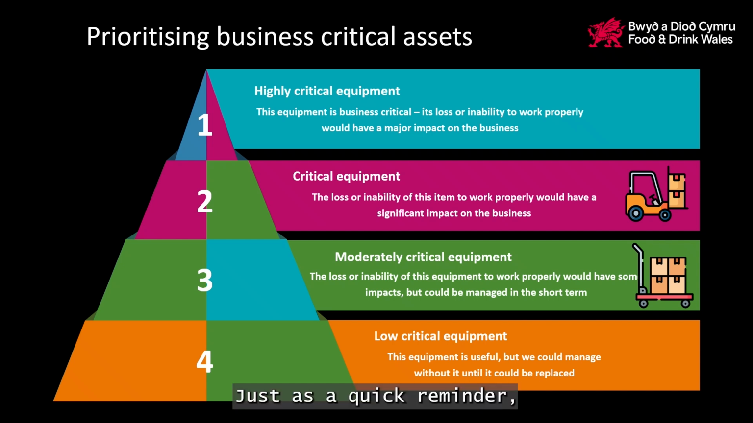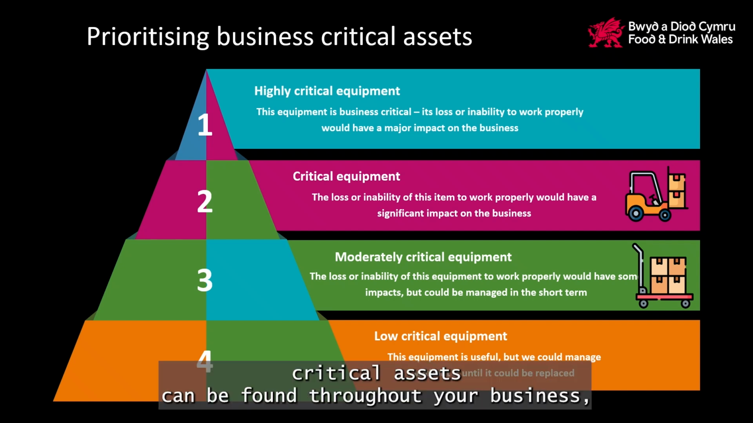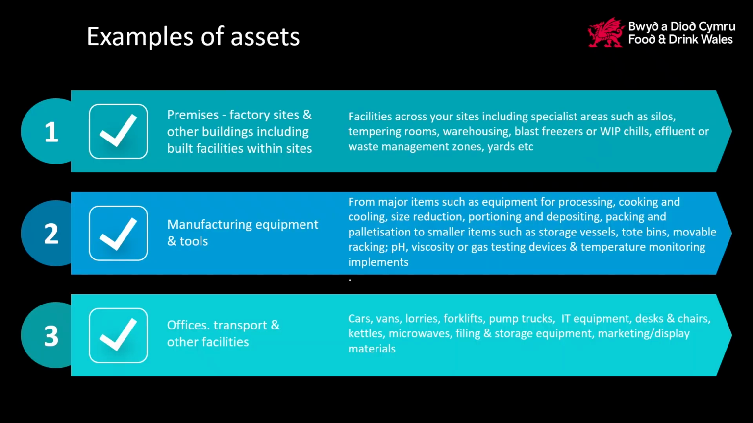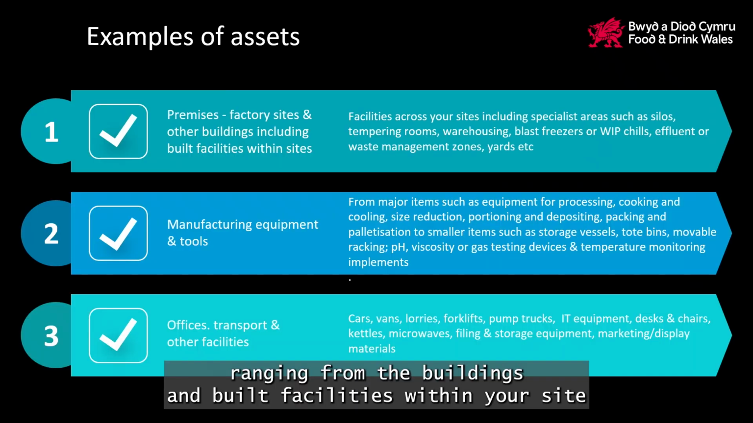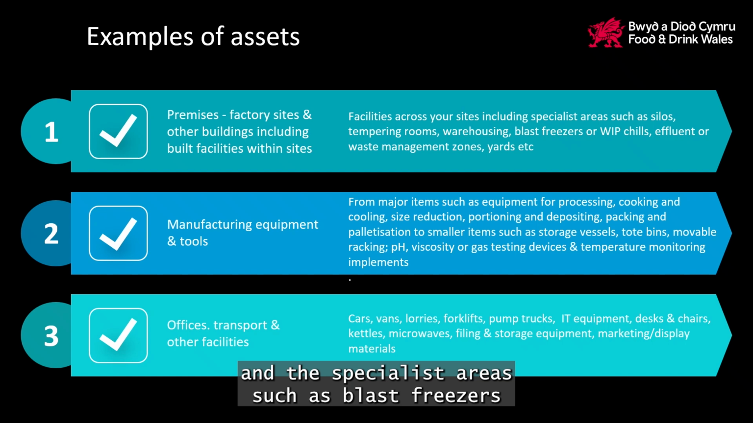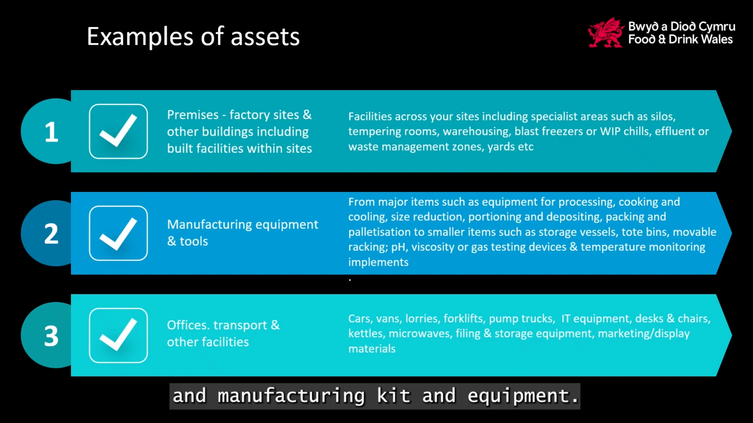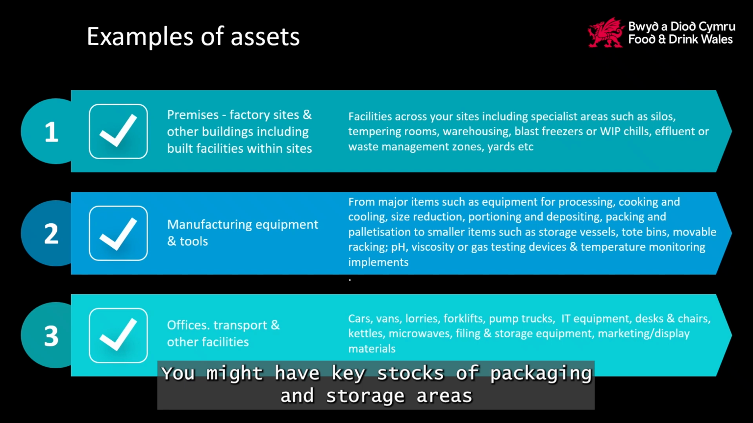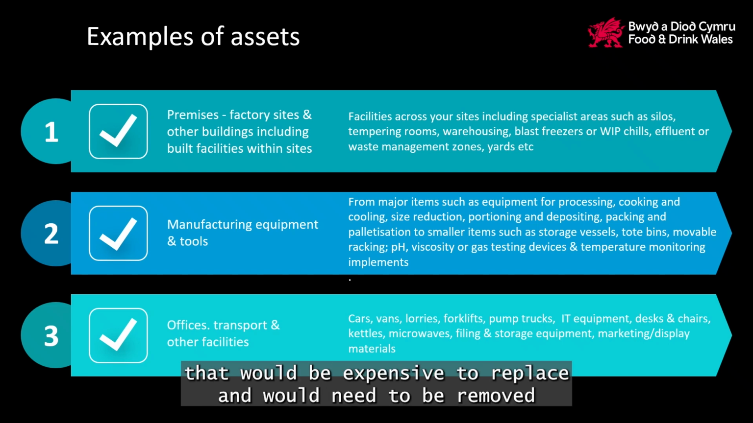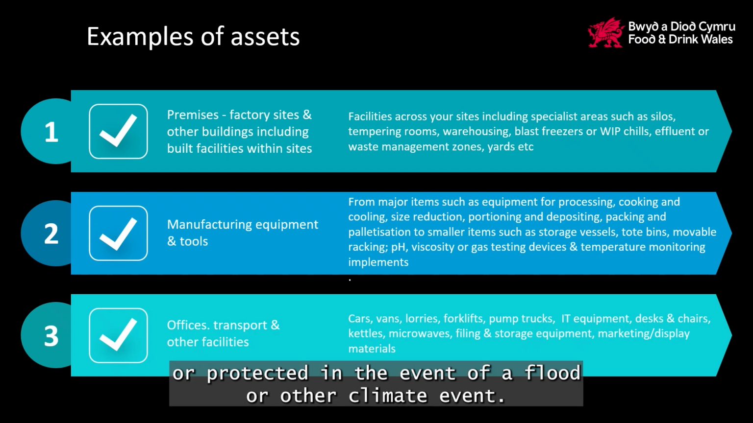Just as a quick reminder, critical assets can be found throughout your business, ranging from the buildings and built facilities within your site and the specialist areas such as blast freezers and manufacturing kit and equipment. You might have key stocks of packaging and storage areas that would be expensive to replace and would need to be removed or protected in the event of a flood or other climate event.